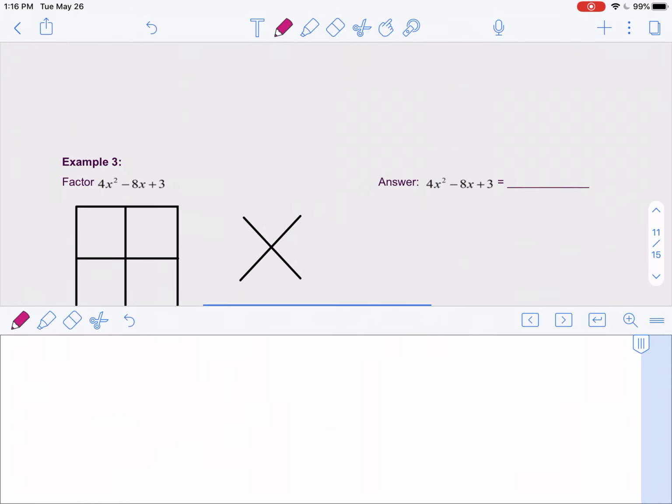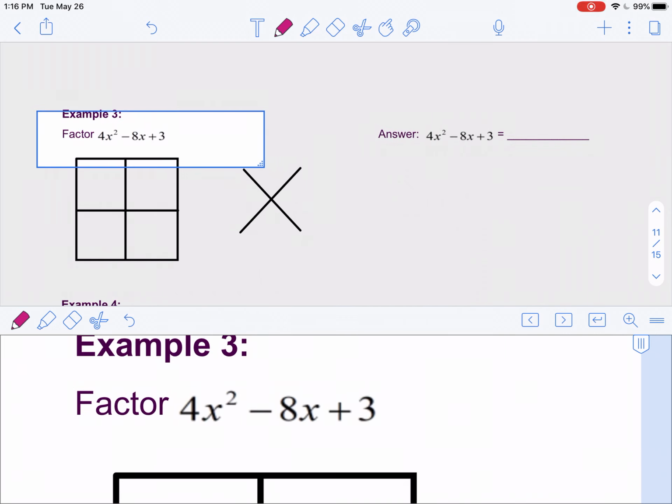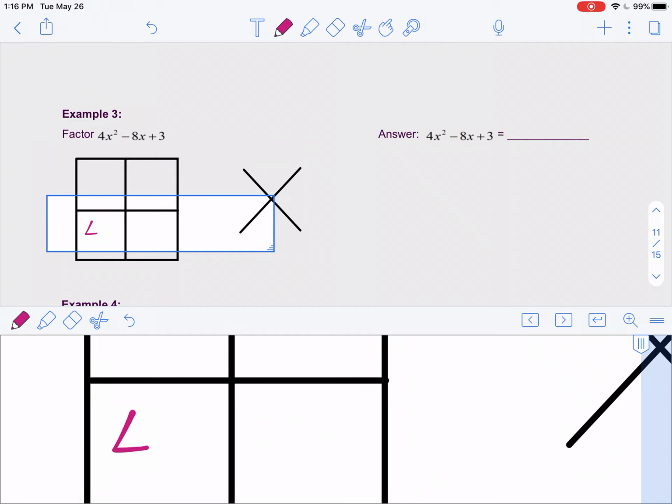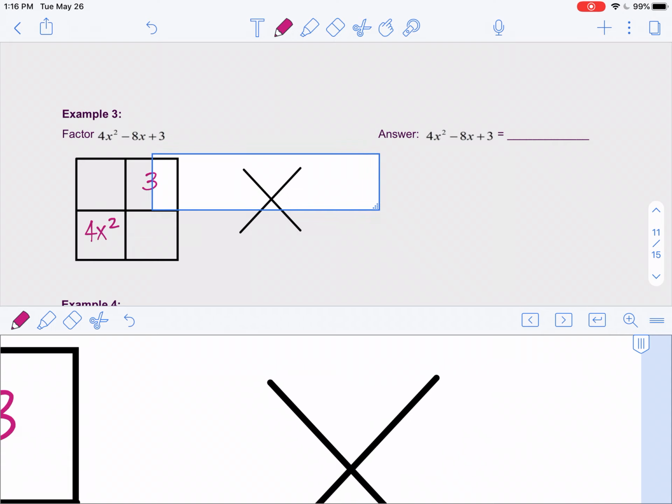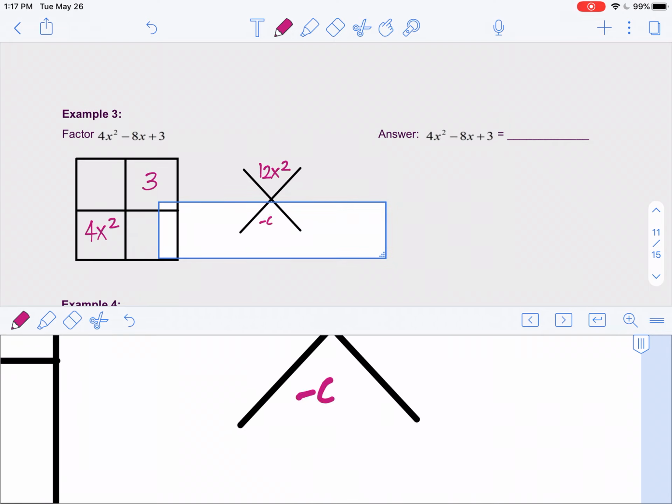All right, let's keep it moving. Example 3, 4x squared minus 8x plus 3. Okay, so my 4x squared here, my positive 3 here. Again, I'm multiplying those to get 12x squared and negative 8x. That middle term goes on the bottom. So what multiplies to positive 12x squared but adds up to negative 8x, right?